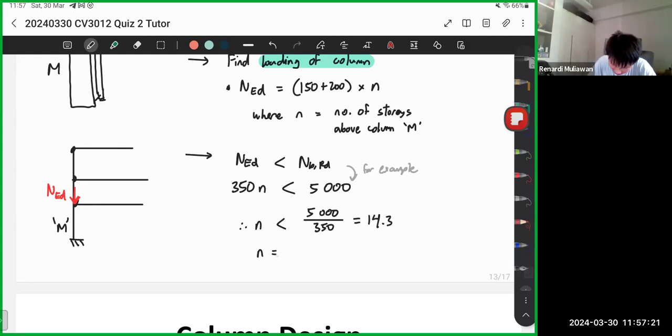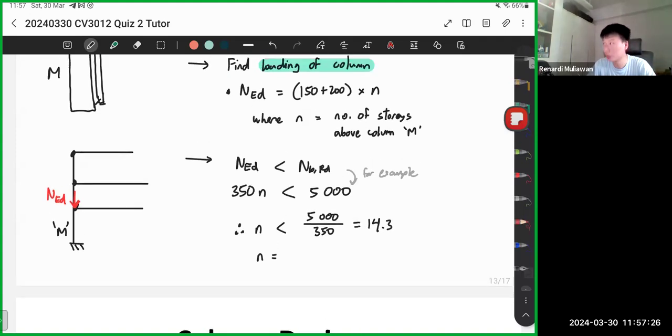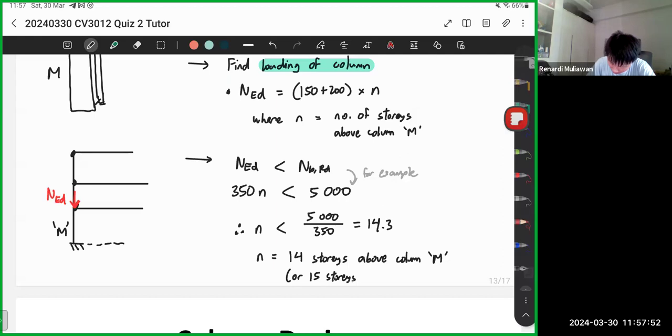So N is, what's N? Remember, you must always round down. No matter what, you must always round down. So in this case, it must be 14 stories. Okay, always round down. So 14 stories above column M. So by right, if you count the ground floor, it's 15 stories, including ground floor.